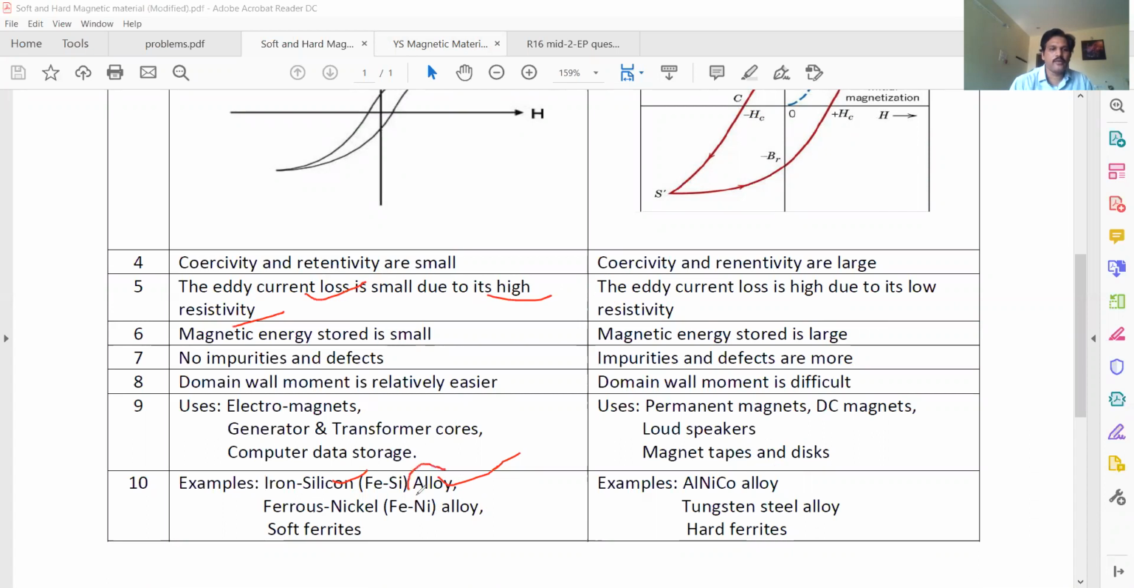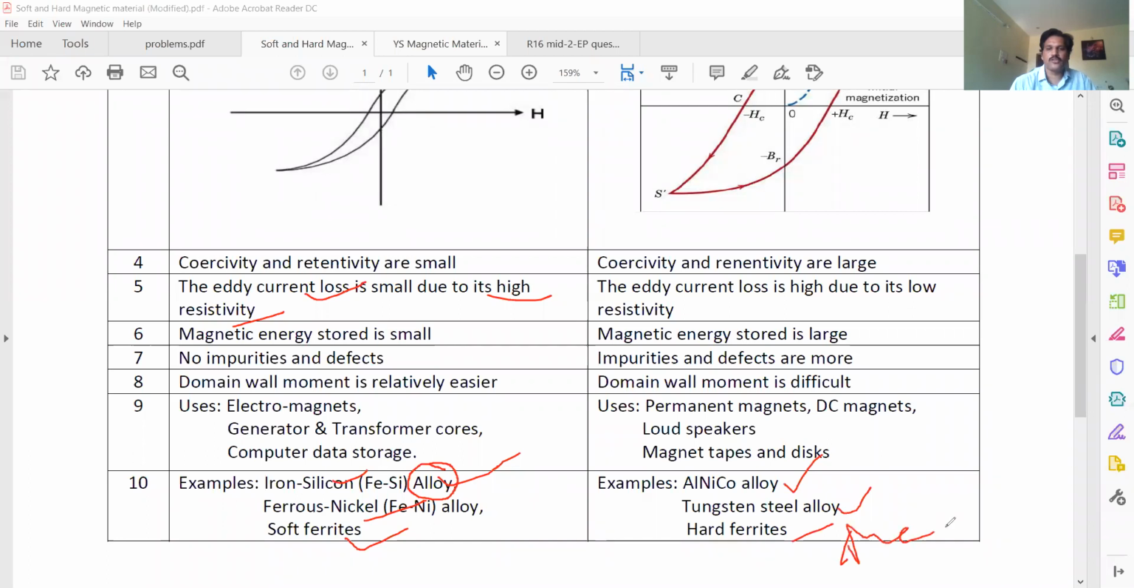Alloy: what is the meaning of alloy? A mixture of metals is known as an alloy. Iron, silica, nickel, cobalt. You have to take a mixture and prepare the best magnetic material. Iron, silica alloy, ferrous nickel alloy, soft ferrites. Soft ferrites are used; these are the examples. Next is alnico, aluminum, nickel, cobalt, tungsten steel alloy, hard ferrites.